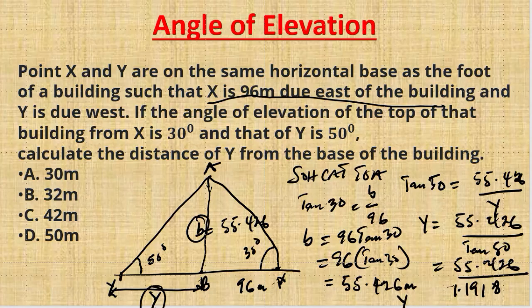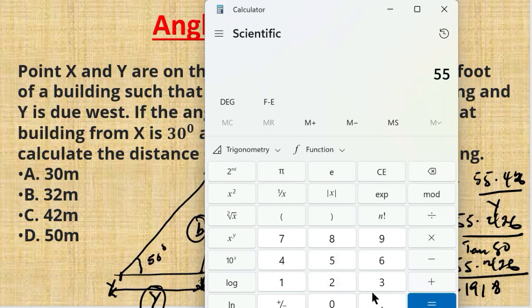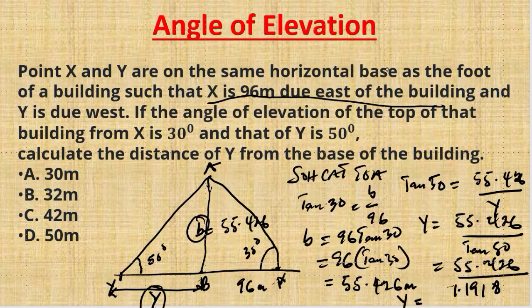So that Y will be the same thing as 55.426 divided by 1.1918. That's equal to 46.5. That's equal to 46.5 meters.